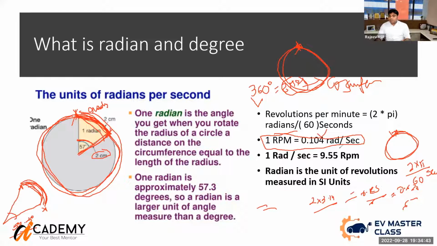Similarly, the inverse of it, 1 radian per second is nothing but 1 by 0.104 revolutions per minute. So radian is the unit of angular measure in SI units. Are you here with me? Simplified? Yes or no, guys? Simple. 1 revolution per minute is equal to 0.104 radians per second. Yes, we have derived this. Now, let's go back to the previous one.